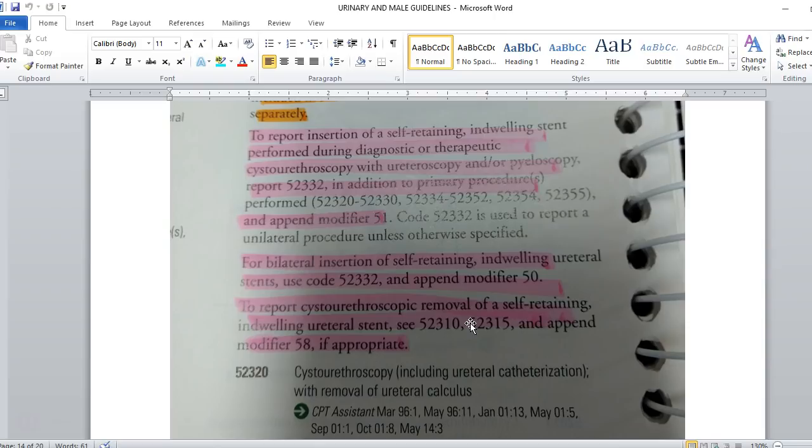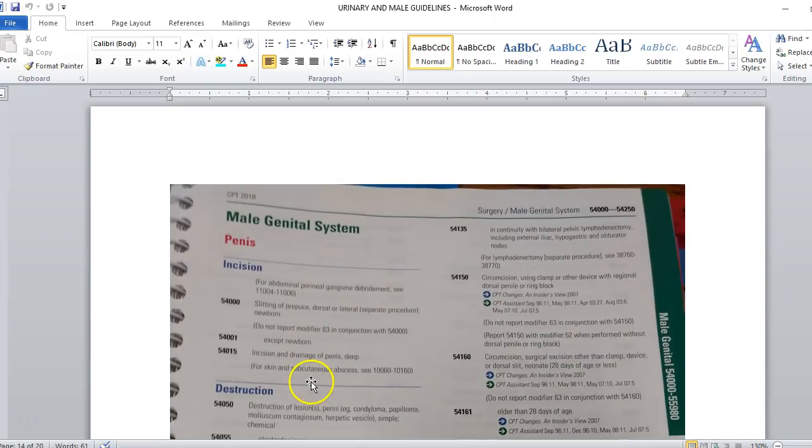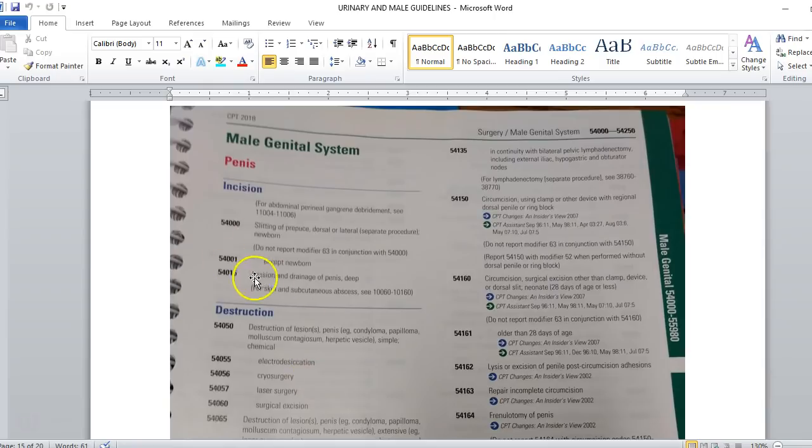But when we get to the male genital system, there are very, very few guidelines. There are more notations, so I want to talk about some of these codes. We are on page 361. Now, page 361 starts with the penis, which has the largest section of codes underneath it. But I want to talk a little bit about the differences between what we generally think of as circumcision and another procedure that's sometimes called circumcision.